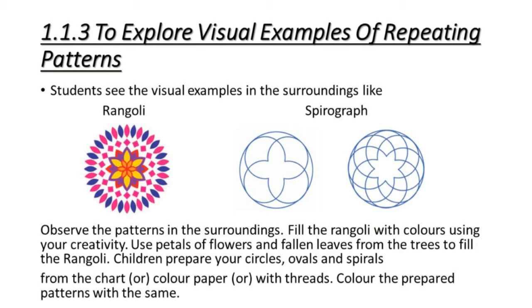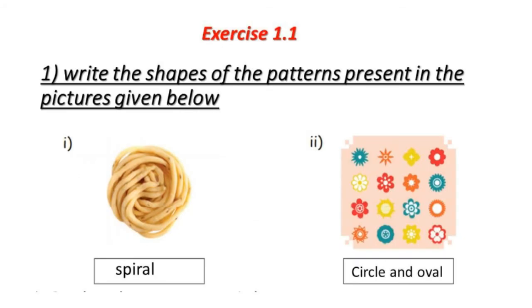Children, prepare your circles, ovals and spirals from the chart or color paper or with threads, and color the prepared patterns. Let us see some exercise part. Write the shapes of the patterns present in the pictures given below. In this first picture, we can see the spiral shape. In the second picture, we can see the circle and oval shapes.